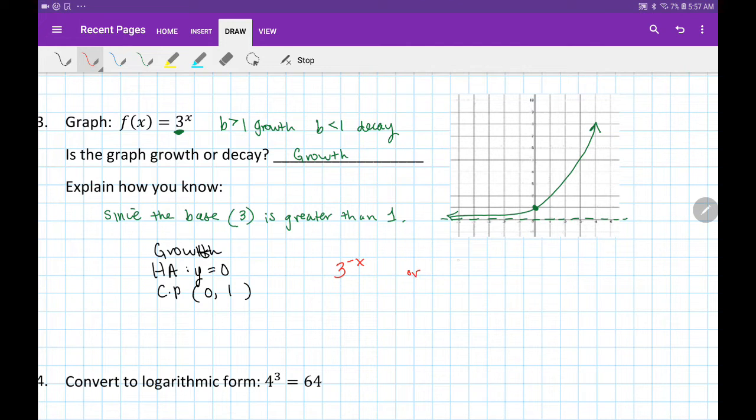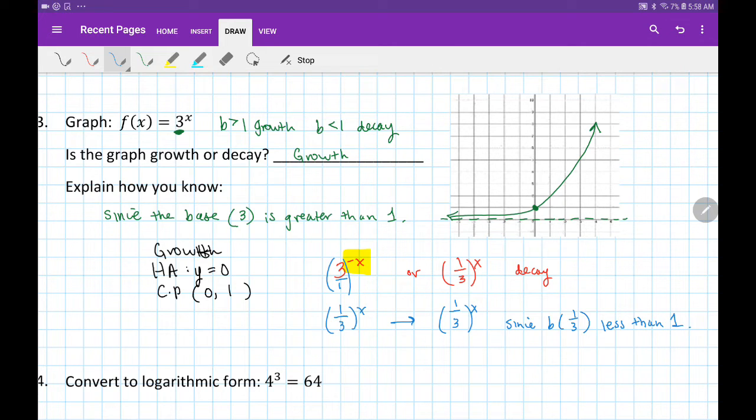Now, if instead of being 3 to the x, this had said 3 to the negative x, or 1/3 to the power of x, these would both have been decay. Since in the left case, I would have to rewrite that. Negative exponent means flip the base. So here my base is actually 3/1, that's the same thing as 3. So that means it would become 1/3 to the power of x, which as you can see is the same as what we have on the right. Both of these would be decay since the base, which in this case is 1/3, is less than 1. In case you see that on an exam, just keep in mind that's what you're looking for.